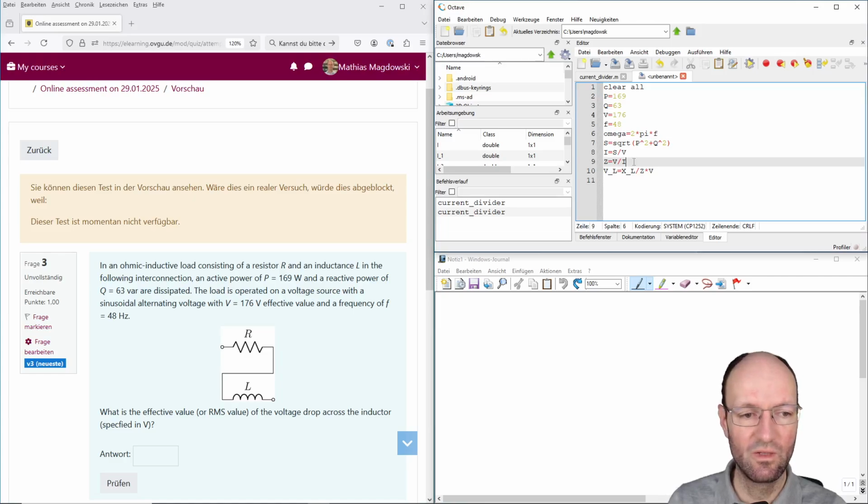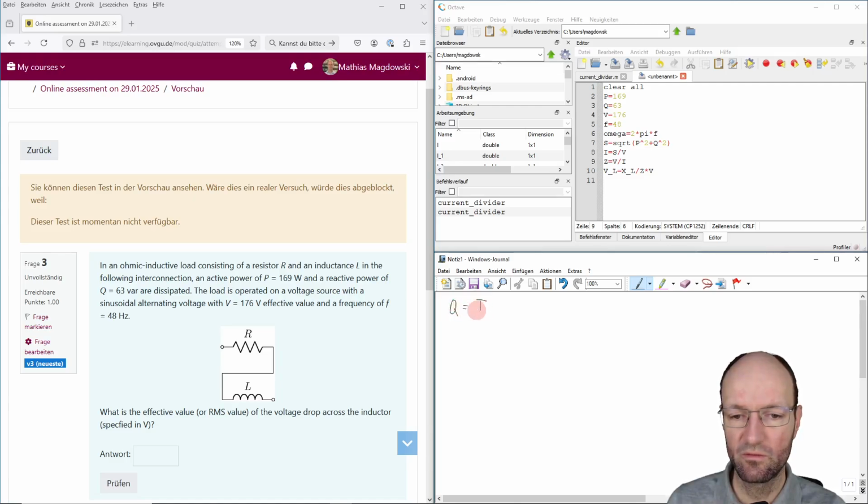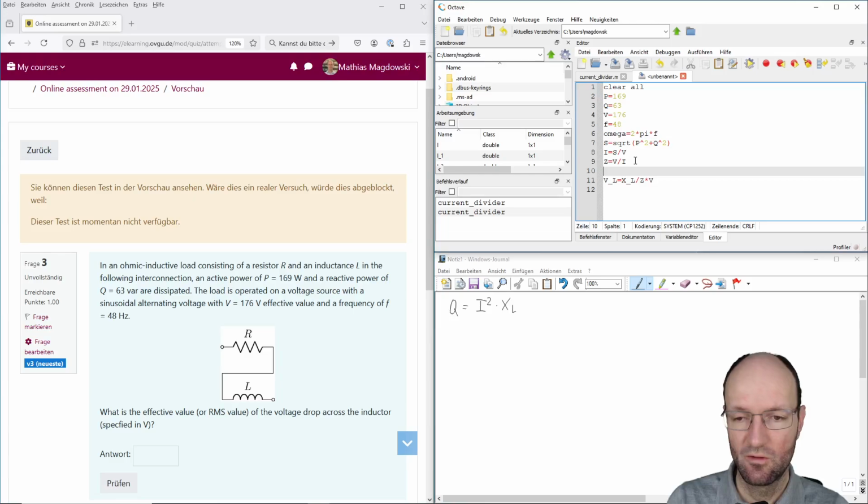And this is somehow related to our reactive power here, because reactive power is current squared, and the current we have already calculated, times XL. So from this I can calculate XL, and this should be the reactive power divided by the current squared. Okay, so this should be it.